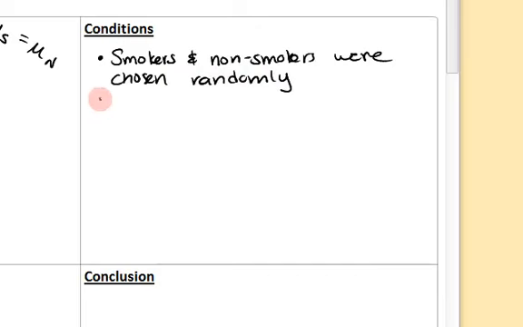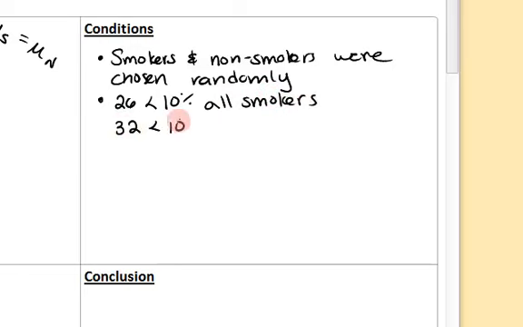And to establish independence within each of the groups, we would want to make sure that the group of 26 and the group of 32 smokers versus non-smokers were less than 10% of their respective populations. So we're going to do those separately. We're going to say 26, I think it's reasonable to say, is less than 10% of all smokers. And that 32 is less than 10% of all non-smokers.